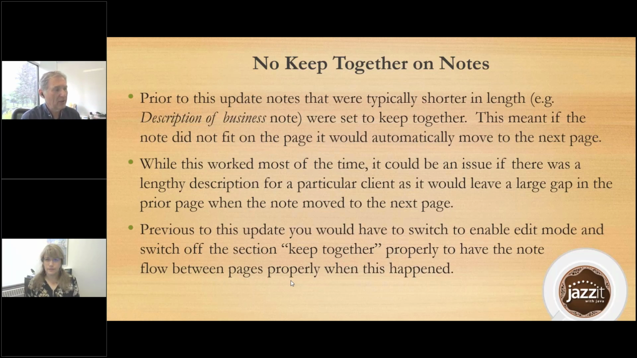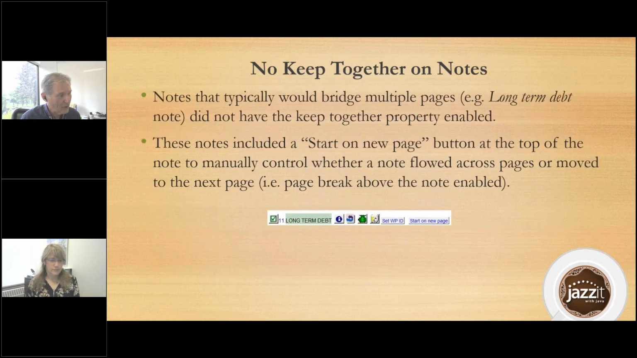Now, prior to this change, what you had to do was go into enable edit mode, click on the section property around the note, and turn off keep together so that the note would then flow across pages. On longer notes like long-term debt, we used to have a button that said start on new page. That indicated that this particular note did not have the keep together option. So even if the first line, long-term debt, fit on a page, it would just be at the bottom saying long-term debt, then it would say continued. So you would click on this start on new page button to just move the entire note to the next page.